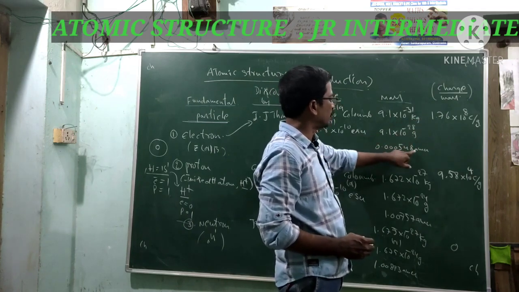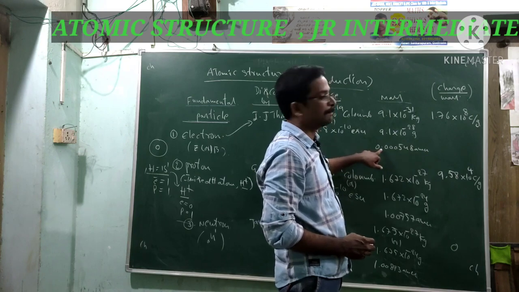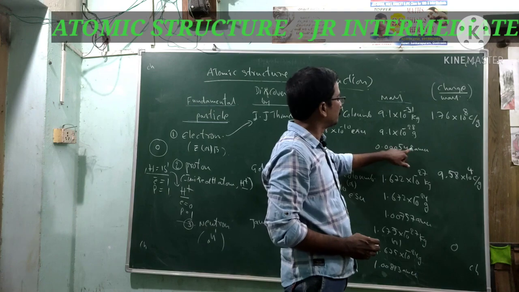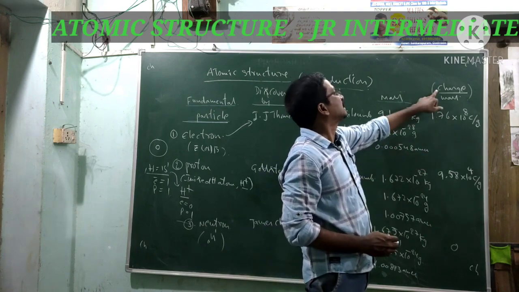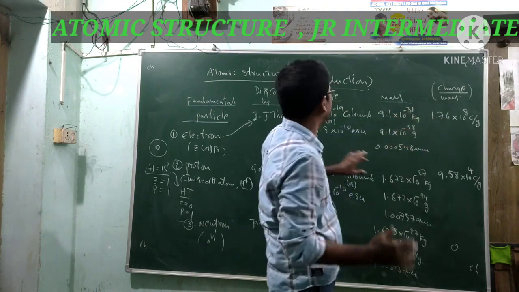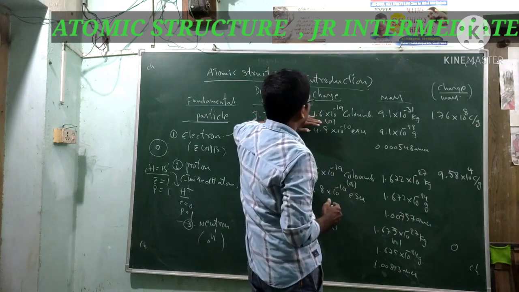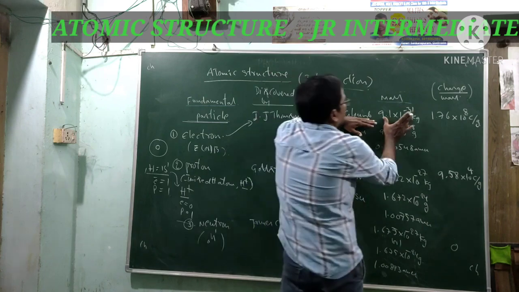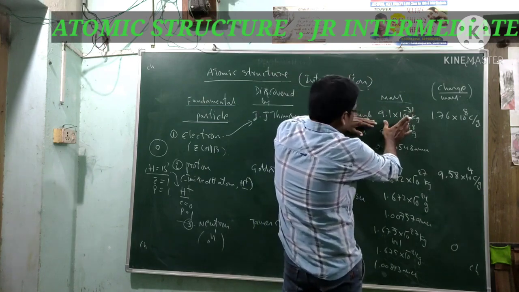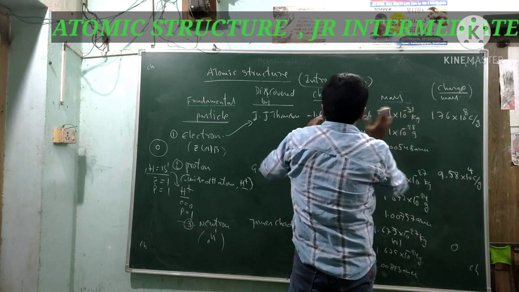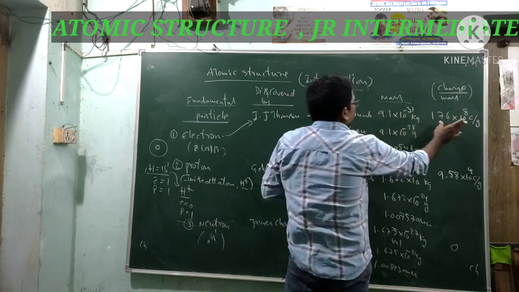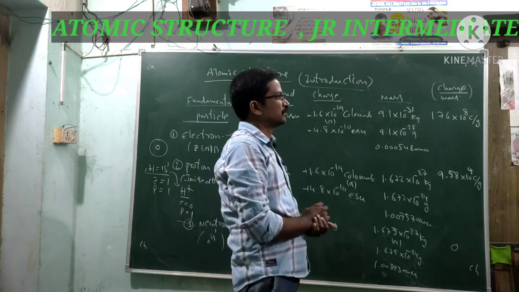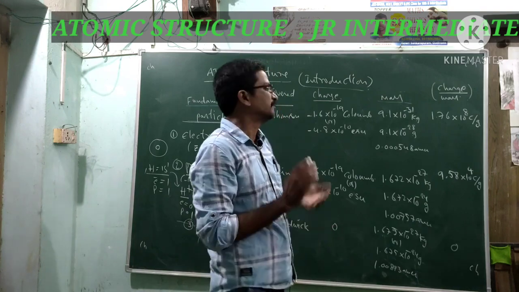In atomic mass units, it is represented as 0.000548 AMU. The charge by mass ratio means the charge of the electron, 1.6 into 10 to the power of minus 19 coulomb, divided by the mass. By dividing this value by this value, you get 1.76 into 10 to the power of 8 coulomb per gram.